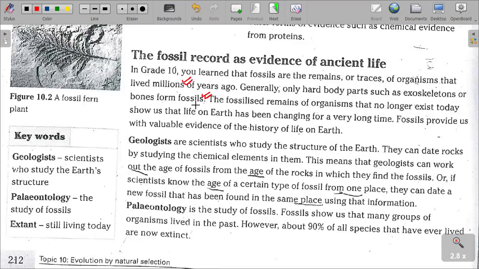So we have got geologists, scientists who study the earth's crust. By looking at the types of rocks that are found in different places, geologists are able to tell the type of soil. Hence, the type of soil within a place can also be explained based on the fossils, or the decomposition, or the various remains that are found within that place.